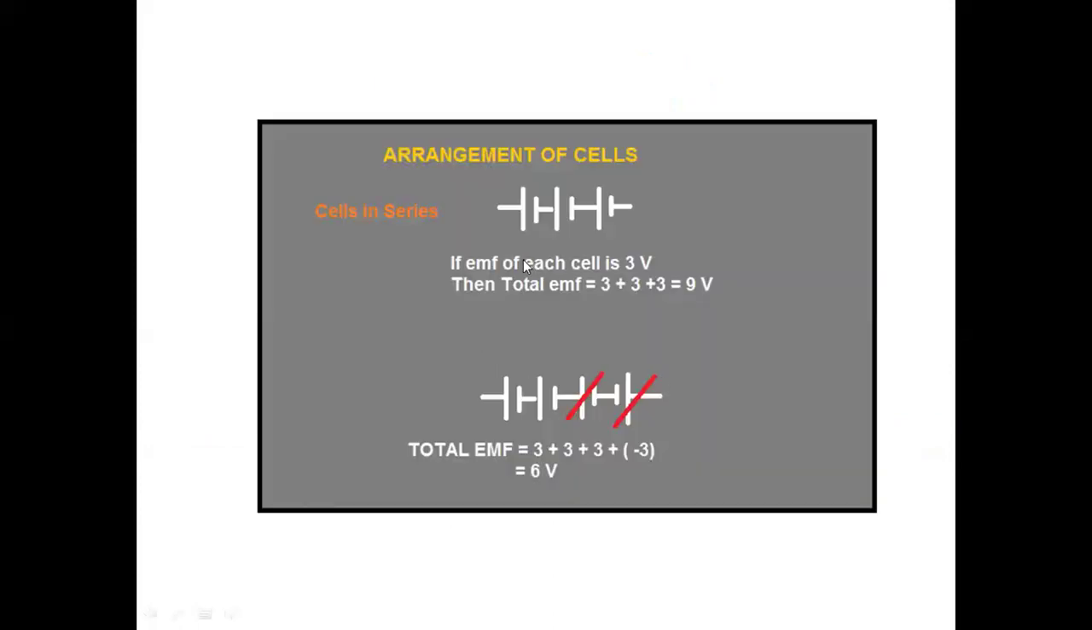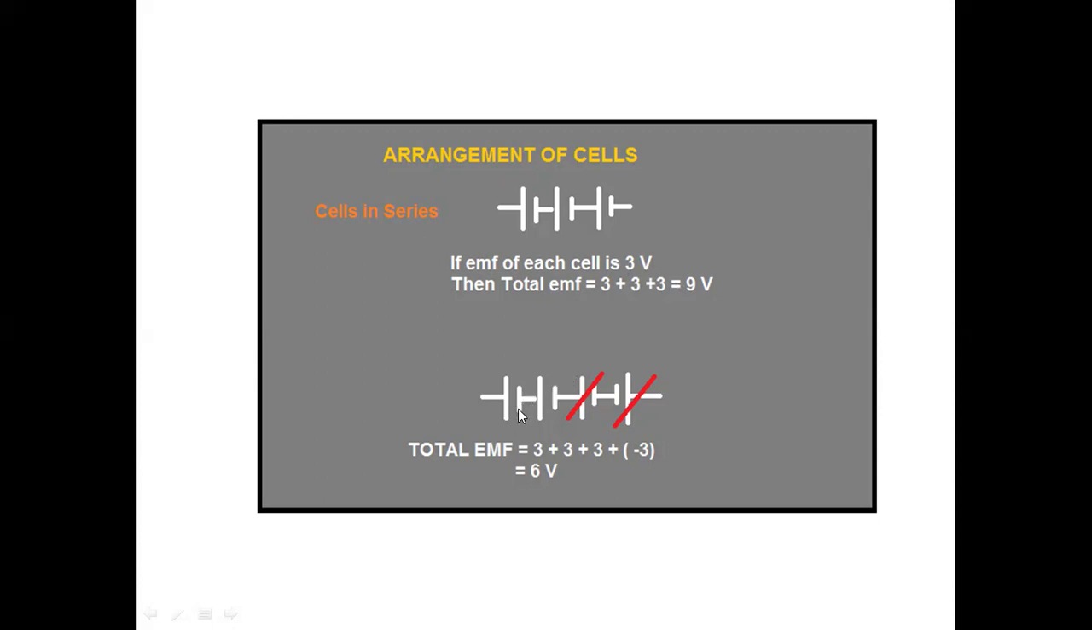Now here is some more explanation. Arrangement of cells in series. Here three cells are shown and the EMF of each cell is 3 volt. So what is the total EMF? Simple addition. As was shown in previous slides, 3 plus 3 plus 3 is 9 volt.